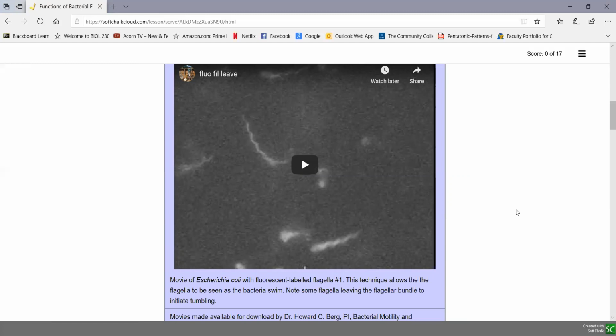coli that has paratrichous arrangement, but you'll notice that they form a continuous bundle behind the organism when they're running. But then as you watch them carefully, you'll see that some of the flagella slip out of that bundle, kind of like, it looks like the bacterium's doing the splits, and when it does that, that's what's going to trigger the stopping and the tumbling. So let's take a look at this movie.